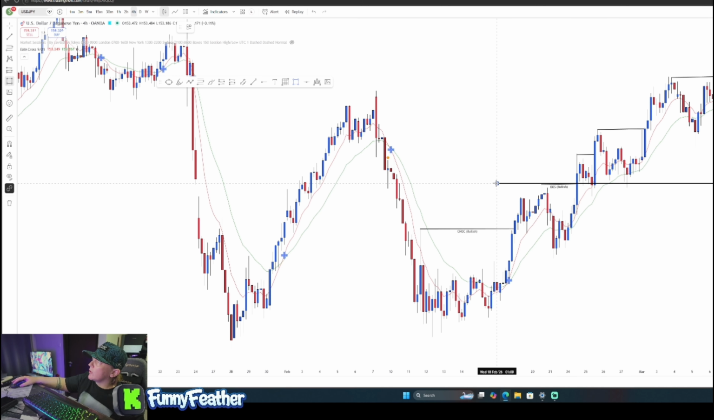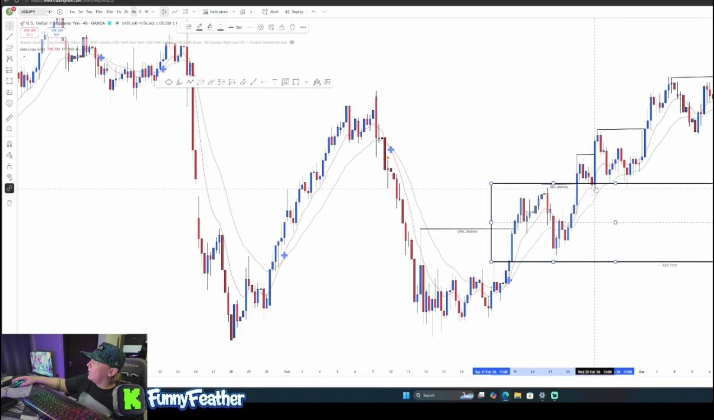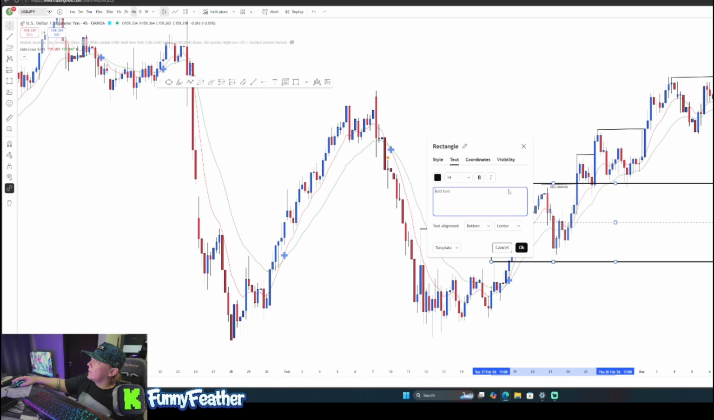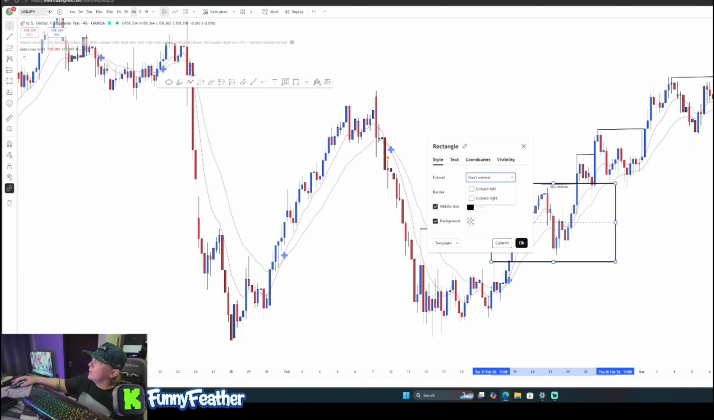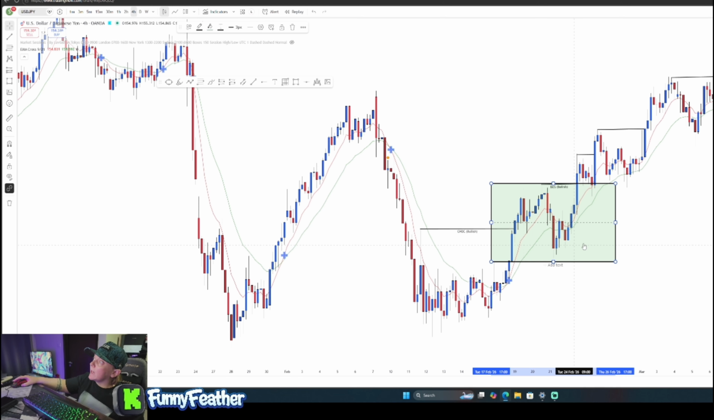From where the break of structure occurred until here. Maybe you want to see where did it actually break through, and we can go here, then make it style, not extend to the right, boom, we have a little box, and have visibility, text, style. Maybe you want to have a background, so you can put it in a blue background. Then you can go down into the lower time frame.